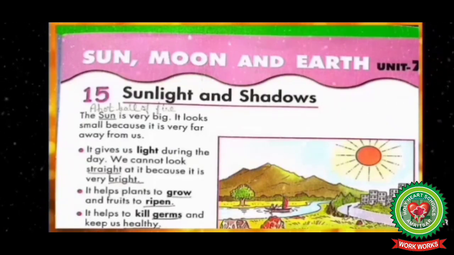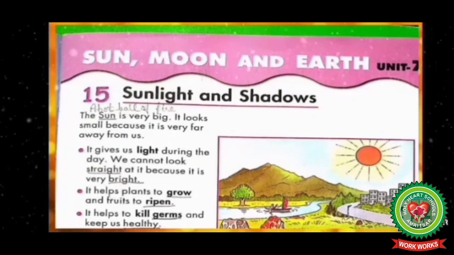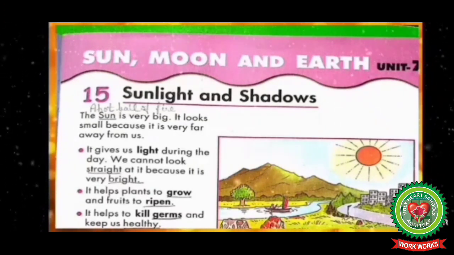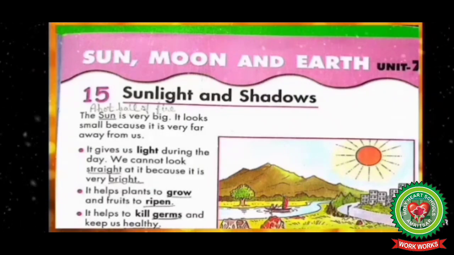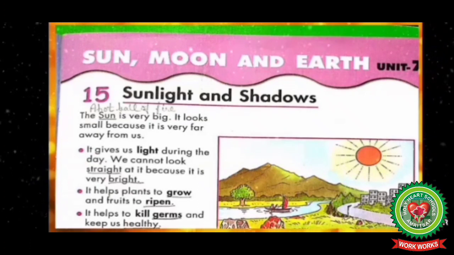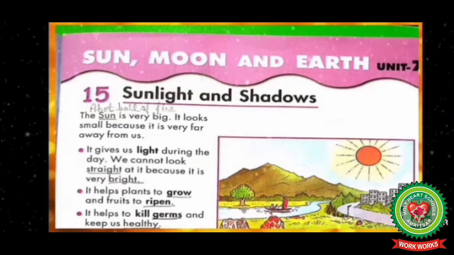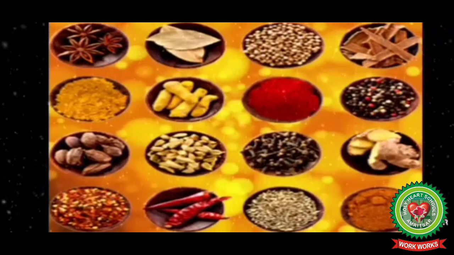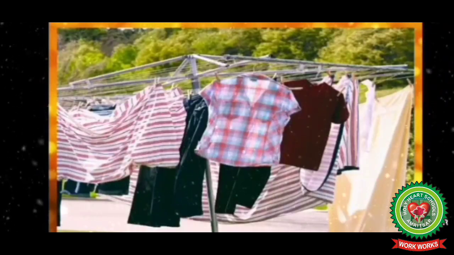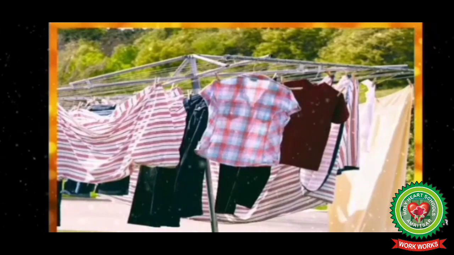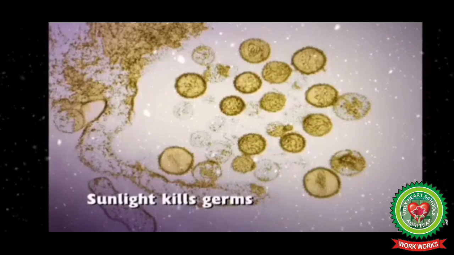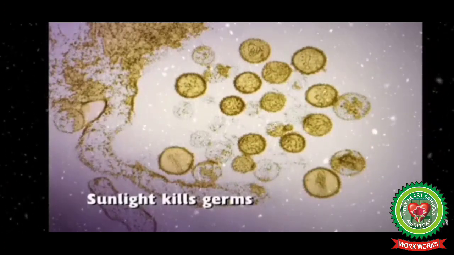Number 3 is it helps to kill germs and keep us healthy. Now underline the word germs and write down its meaning. Microbes that make us sick. Students, you must have seen your mother keeping things like spices, pulses and woolen clothes etc. in sunlight to make them dry and germ free. So sunlight kills germs.